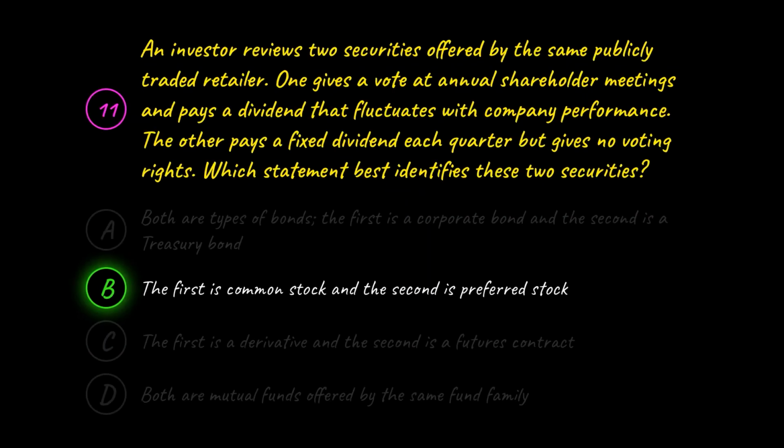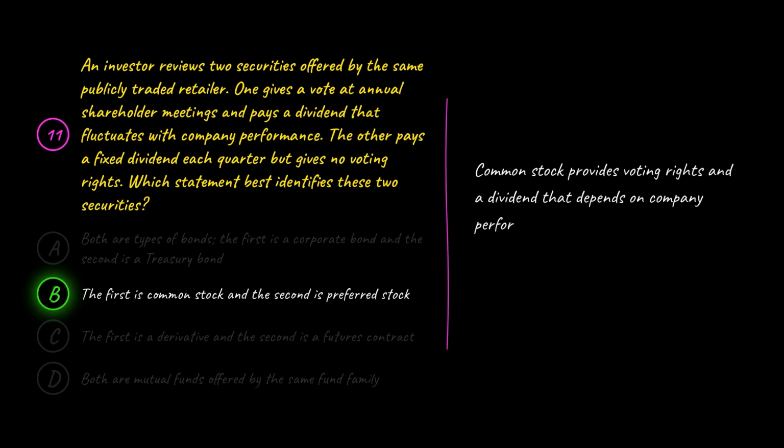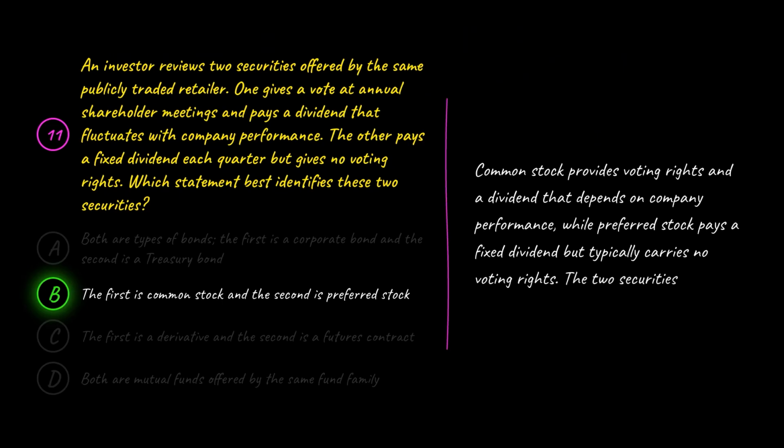The correct answer is B. The first is common stock and the second is preferred stock. B is correct because common stock provides voting rights and a dividend that depends on company performance, while preferred stock pays a fixed dividend but typically carries no voting rights. The two securities described match these definitions exactly.